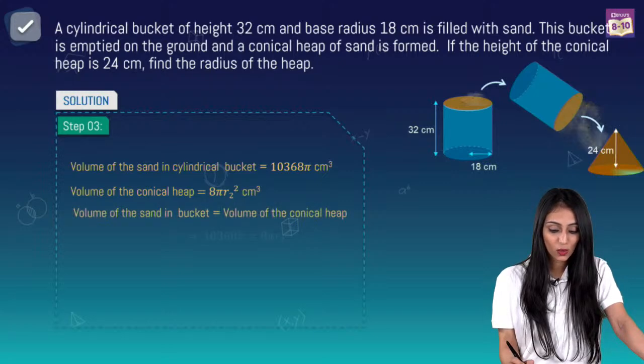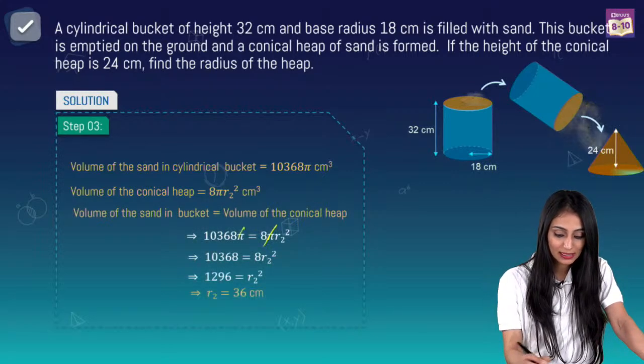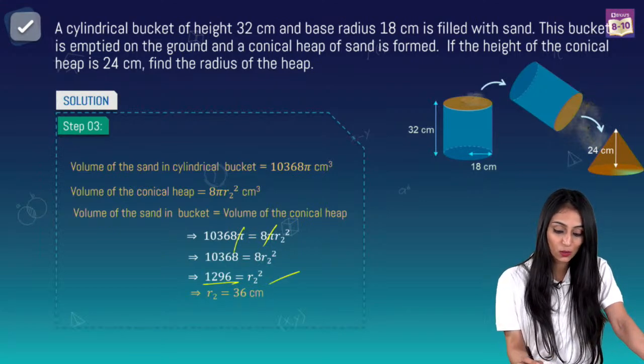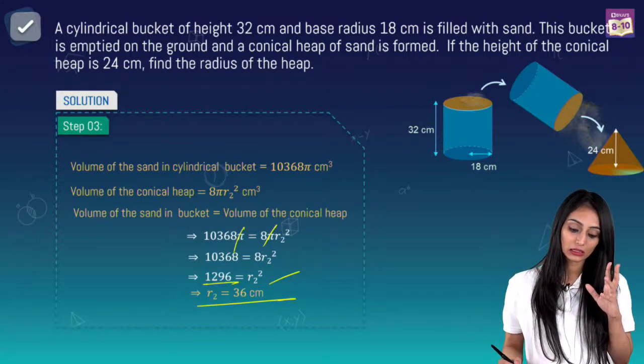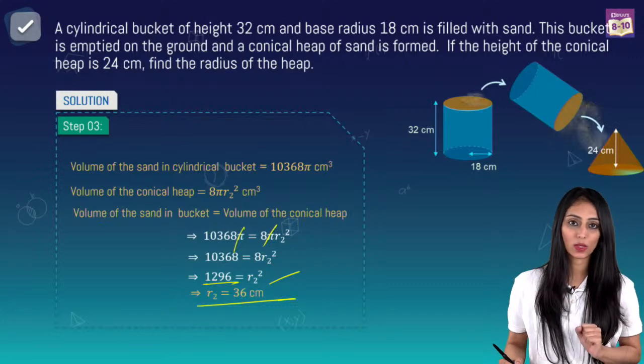So I'm just going to equate both of them. Pi will get cancelled, right? 8 will cancel out this. You get 1296 equal to R2 square. So R2 is 36 centimeter. Instead of doing it in 3 steps, you could have done this question in 1 step also.